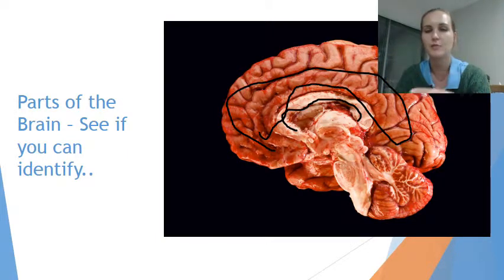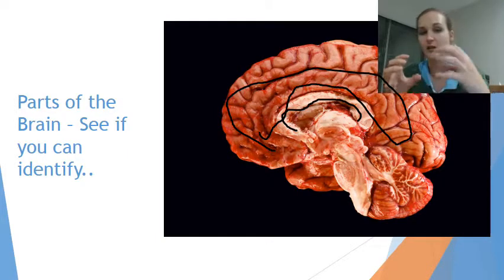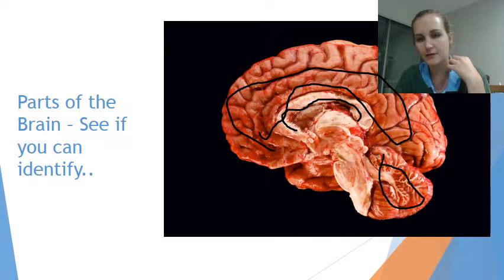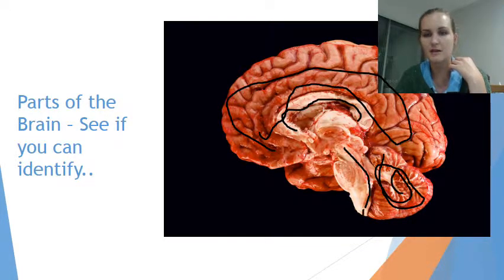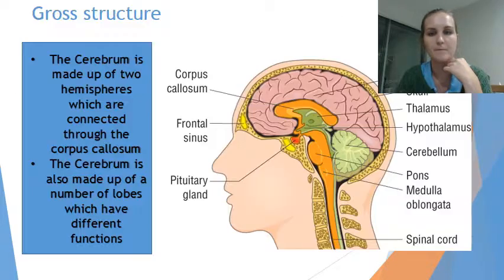So the cerebrum is made up of two hemispheres, two halves. The cerebellum is this kind of ugly looking thing down here, the little brain, and you can see the brainstem here connecting to the spinal cord. We have the pons here, the medulla oblongata, and the midbrain up there.